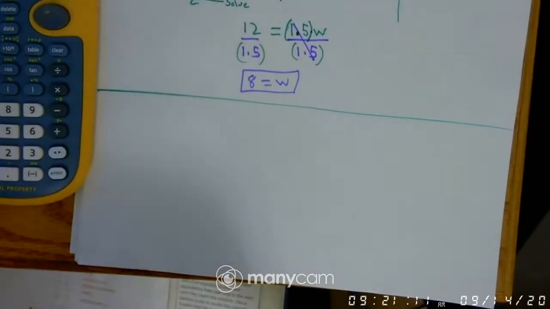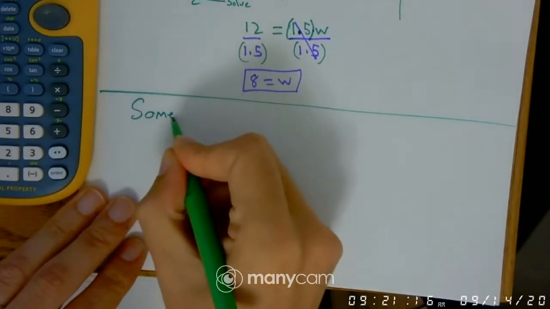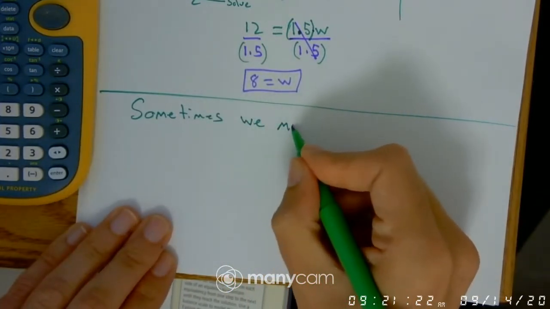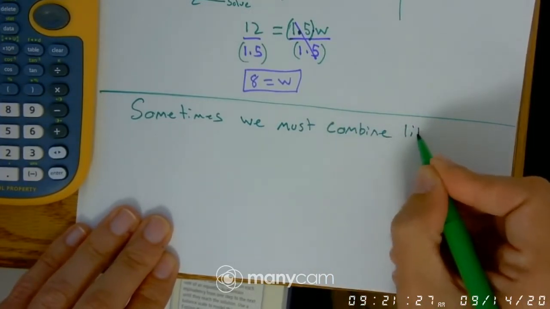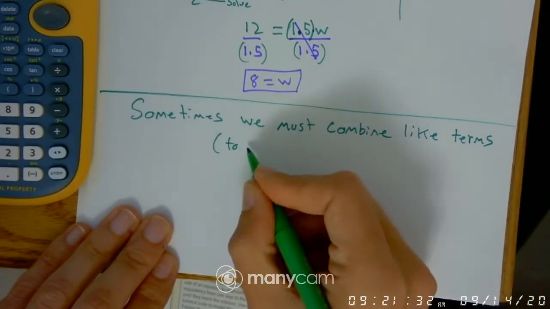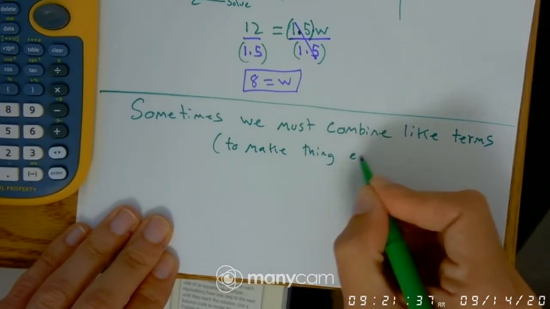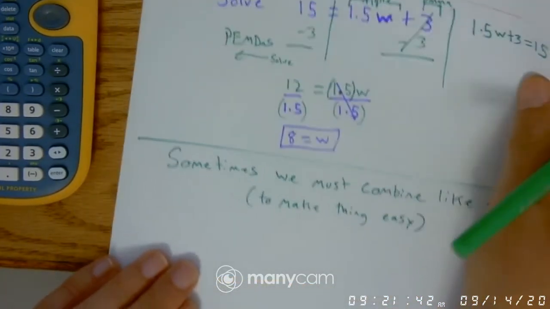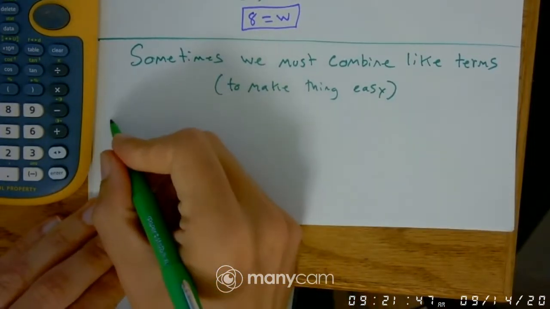Next up, though, we're going to talk about combining like terms. So sometimes we must combine like terms, to make our life easier, to make things easier. Okay, so sometimes we need to combine like terms. Sorry, I'm moving things around. So what I mean by this, let's do an example.